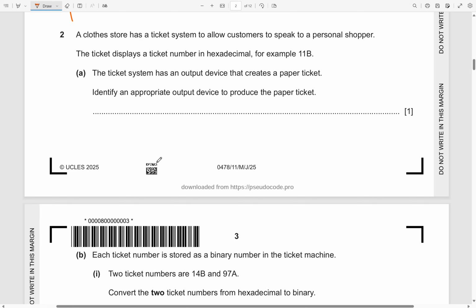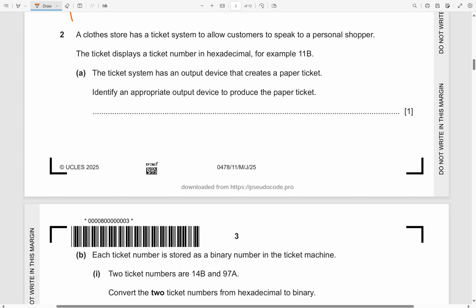Right, then number 2, a clothes store has a ticket system to allow customers to speak to a personal shopper. The ticket displays a ticket number in hexadecimal, for example 11B. The ticket system has an output device that creates a paper ticket. Identify an appropriate output device to produce the paper ticket.